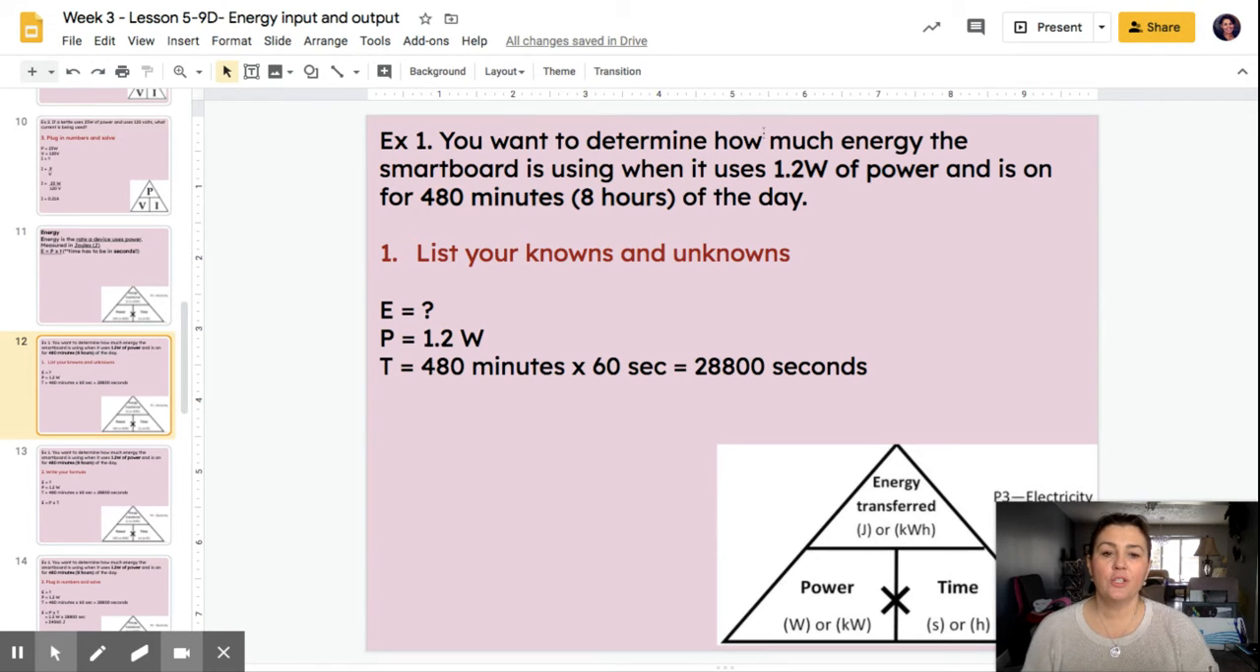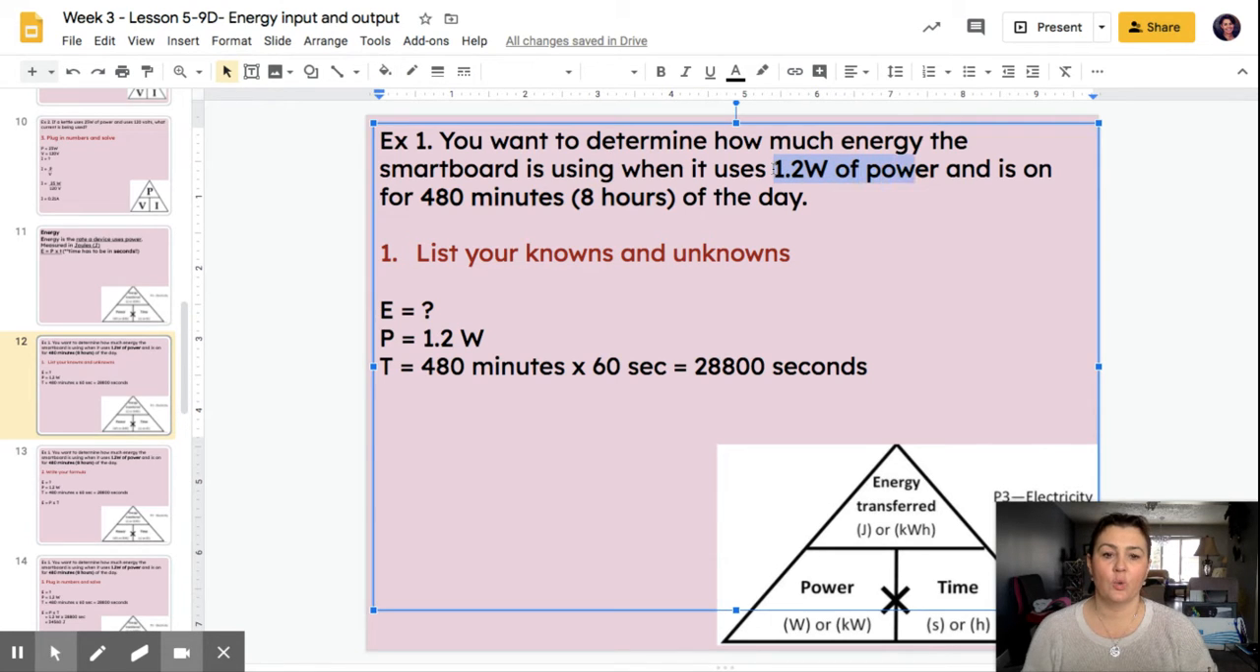If you want to determine how much energy the skateboard is using when it uses 1.2 watts of power, since it's in watts and we know that it's power, we put it in here. P equals 1.2 watts. Now this is the hard part of the question. It's on for 480 minutes, which means 8 hours of the day.